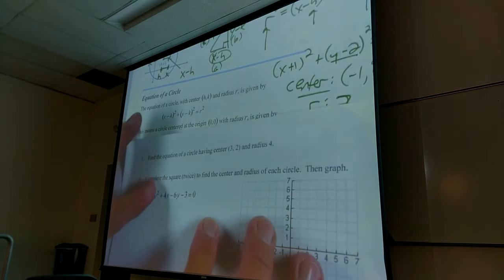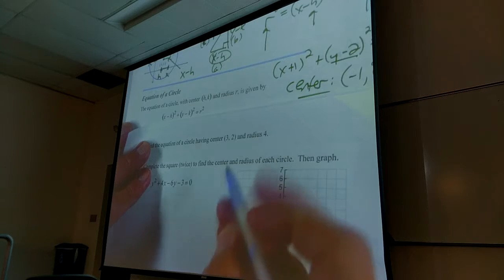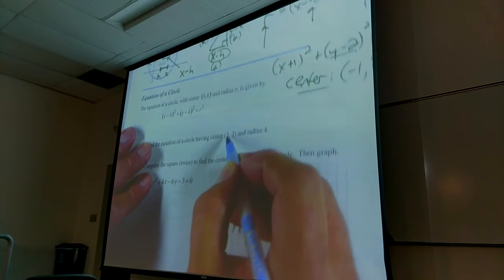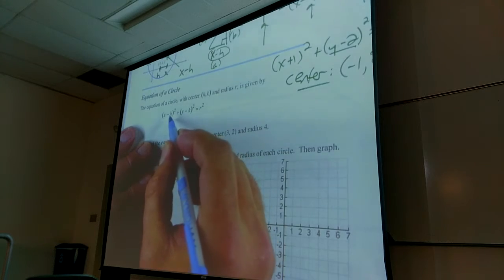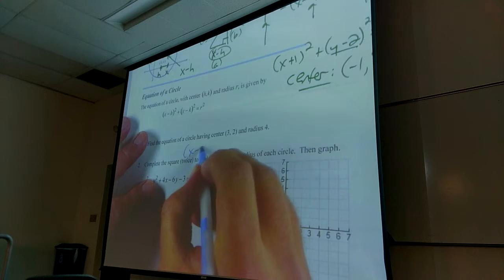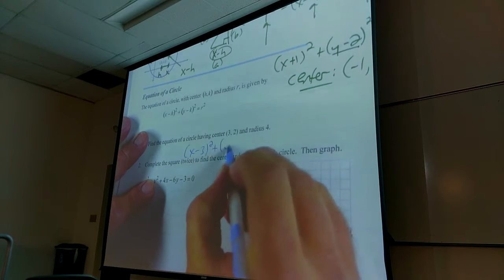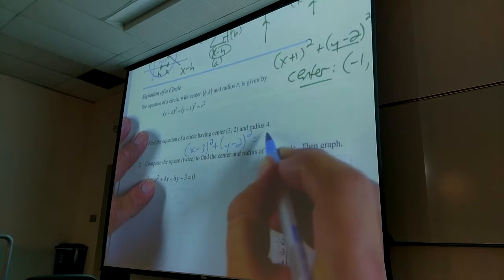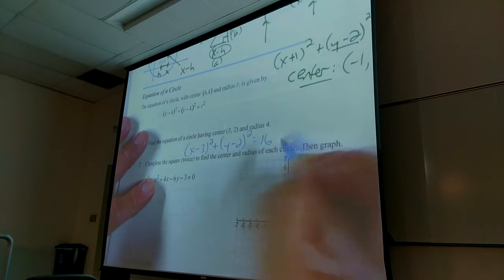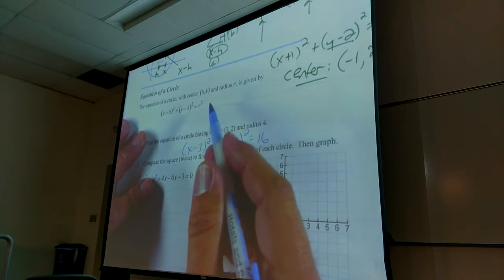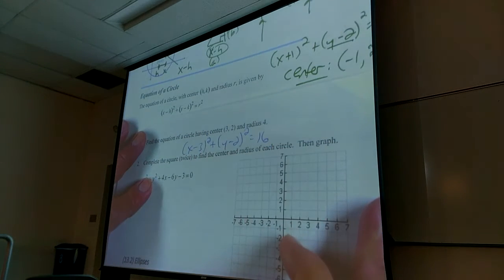So if the center is 3, 2, what exactly does that mean? 3 goes where? Goes in for h because it's the x piece. So it's going to affect the x piece. So that'll be x minus 3 squared plus y minus 2 squared equals 16. Beautiful. Everybody always freaks out about that square. You either square root too much or you don't square something. If r is 4, then r squared is 16.